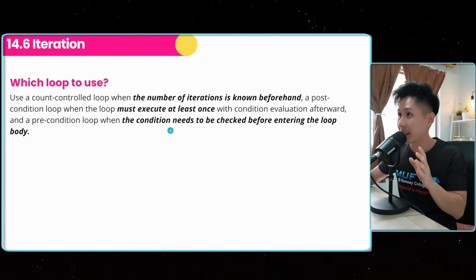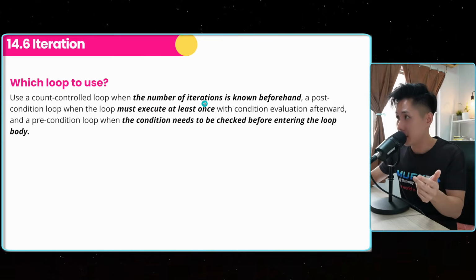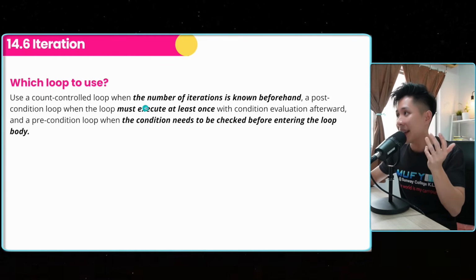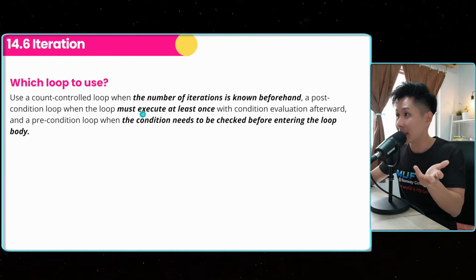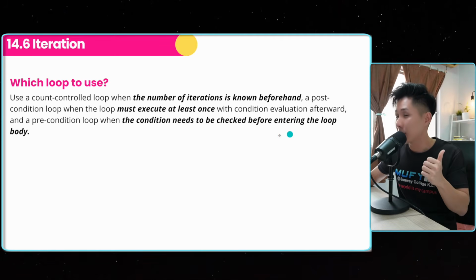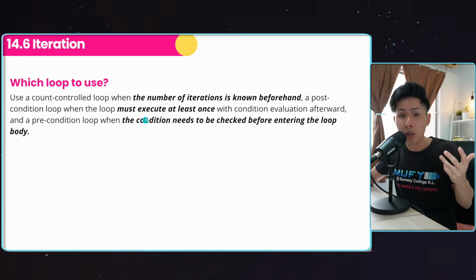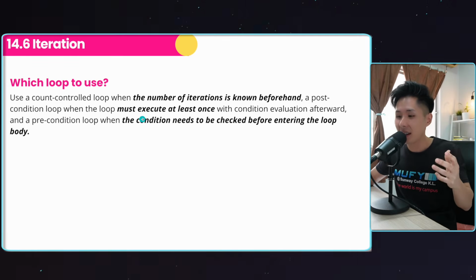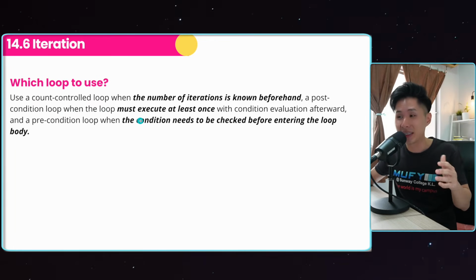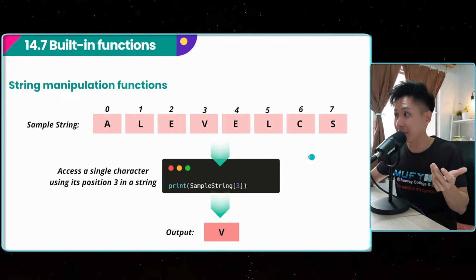Which loop to use? There is a guideline that says if you know the number of iterations, use a count control loop. If you know that the code must execute at least once, use a post-condition loop. But if the condition needs to be checked every time it enters the loop body, then use a precondition loop. But honestly, I don't really memorize this. I think once you start programming, you know which loop to use automatically, because sometimes both ways work too, right? Depending on how you code your program.